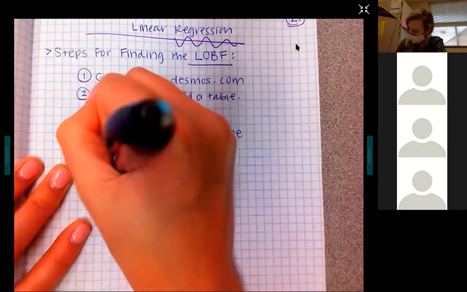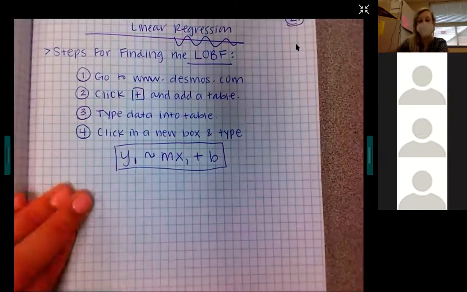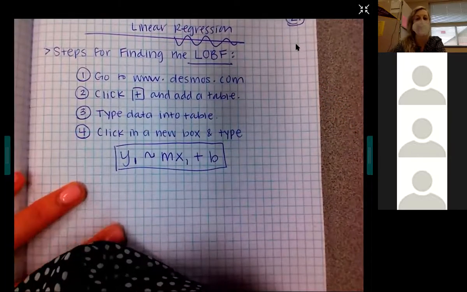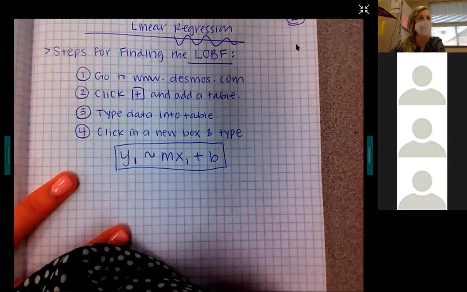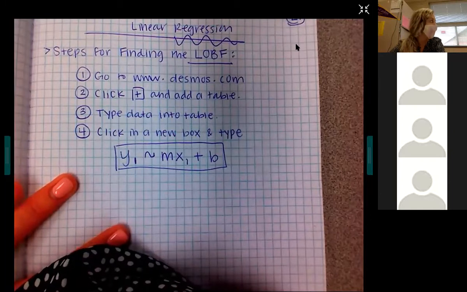This is the one thing y'all have to remember, so I'm boxing it because it's the most important thing. After you put your data in the table, we'll talk about why it looks the way it does. You're going to type Y1 squiggle. I call it a squiggle. Don't make fun of me. It's a squiggle. MX1 plus B.